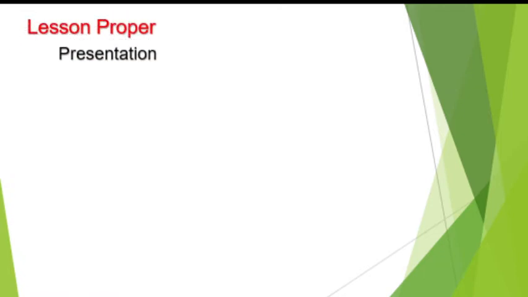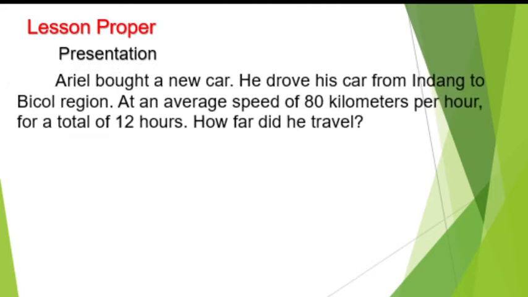Okay, for our lesson, let me give you a problem. Ariel bought a new car. He drove his car from Indang to Bicol region at an average speed of 80 kilometers per hour for a total of 12 hours. How far did he travel? Again, Ariel bought a new car. He drove his car at an average speed of 80 kilometers per hour for a total of 12 hours. How far did he travel?